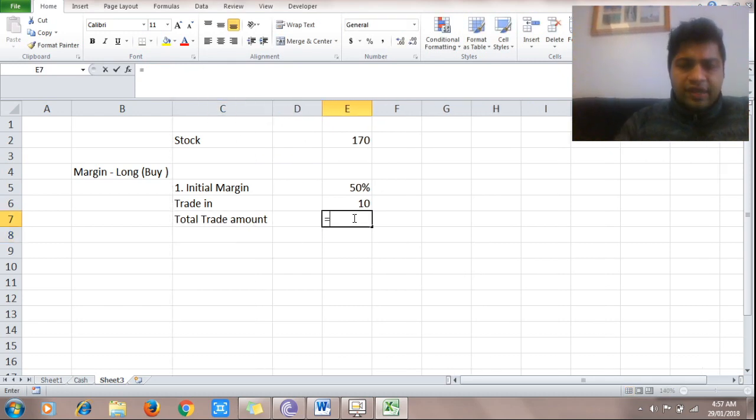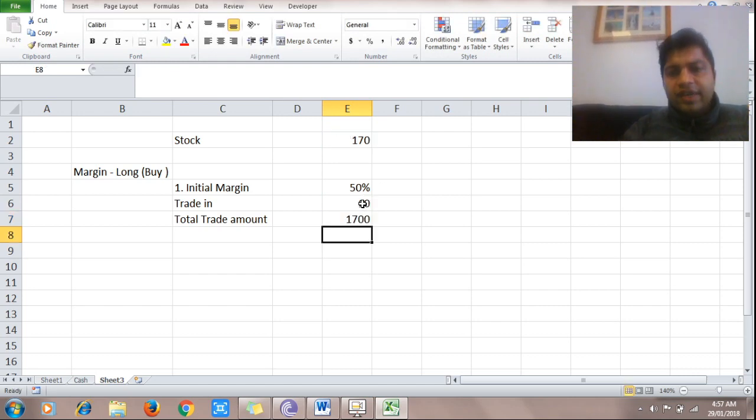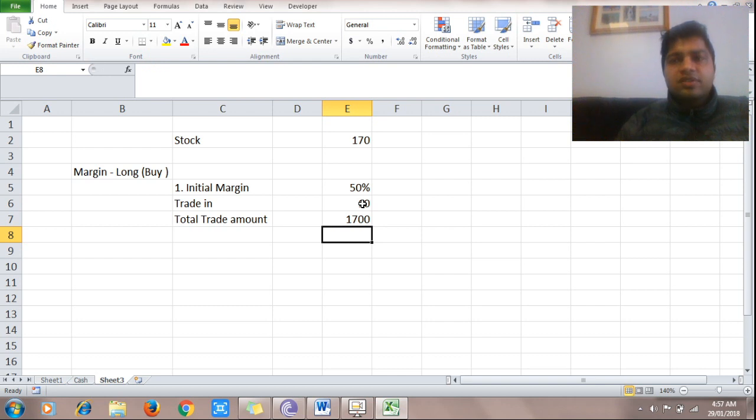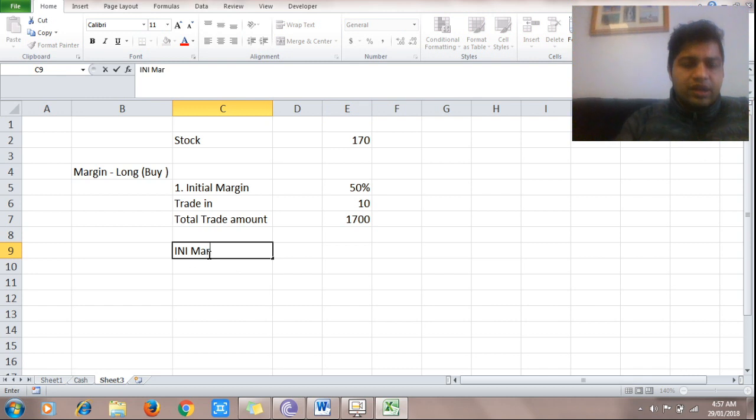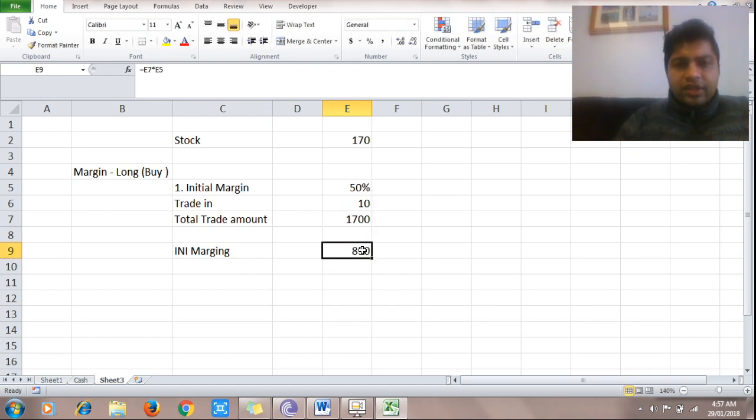The total trade amount is the share price multiplied by the number of stocks you have traded. So you are trading on $1,700. You're buying stocks worth $1,700. But are you putting in the entire amount? No. You're just going to put in initial margin, that is 50% multiplied by the traded value, that is $850.